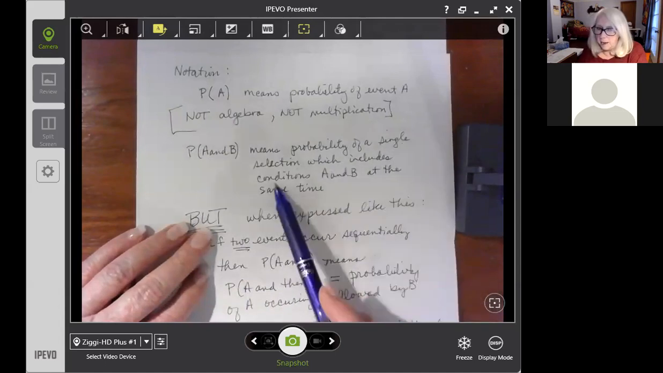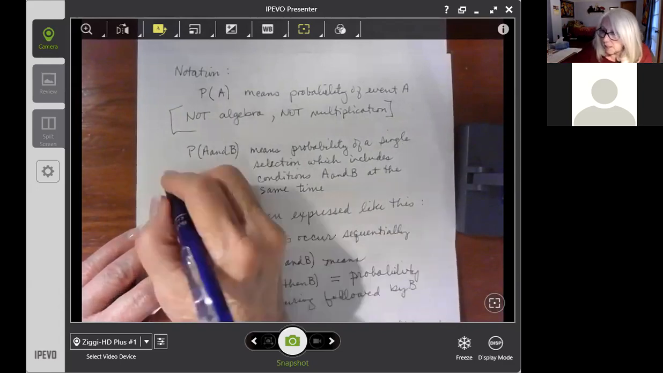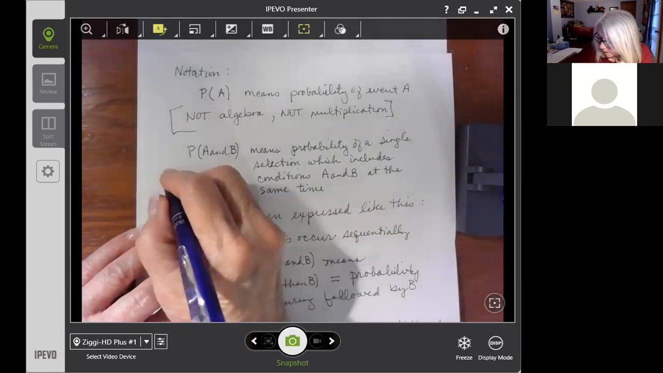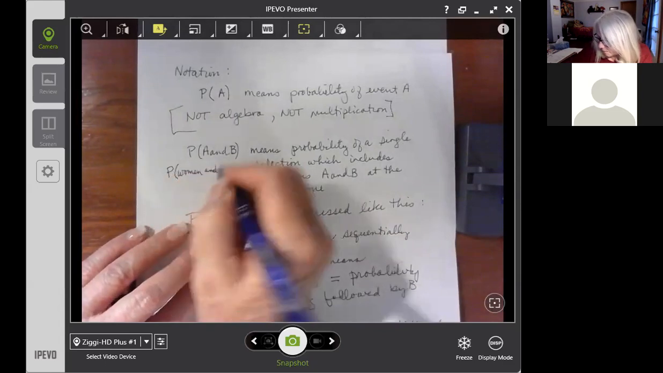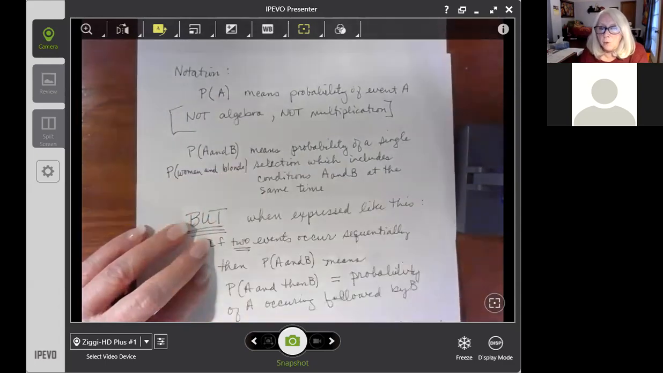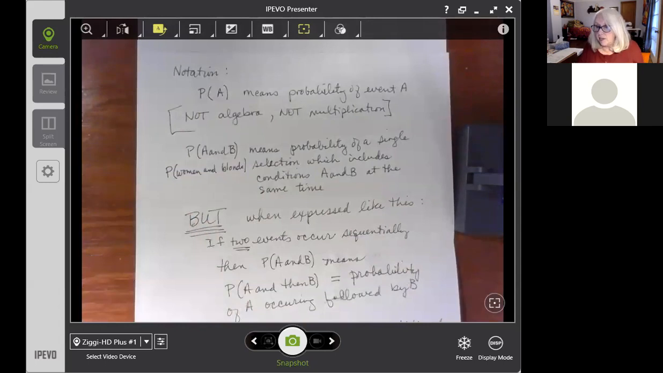So this actually means what is the probability of a single selection which contains both conditions A and B at the same time. So like with that class, if I took note of everyone's gender and everyone's hair color, I might ask, if I selected one person at random from the class, what's the probability that I get a woman and a blonde?